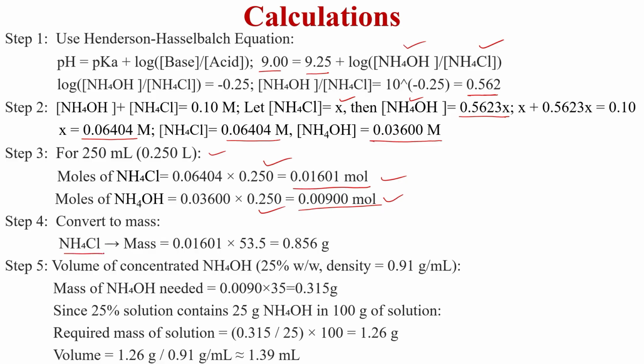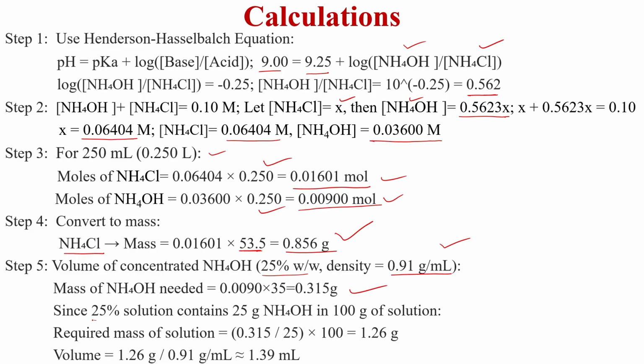Now ammonium chloride is a solid, so we can simply multiply it by the molecular weight, that is 53.5, and here it is coming to 0.8856 gram. Okay, now we have to calculate the volume of concentrated ammonium hydroxide, 25% weight by weight. Density is given as 0.91 gram per ml. So the mass of ammonium hydroxide needed is equal to 0.00900 into molecular weight, that is 35, which is equal to 0.315 gram.